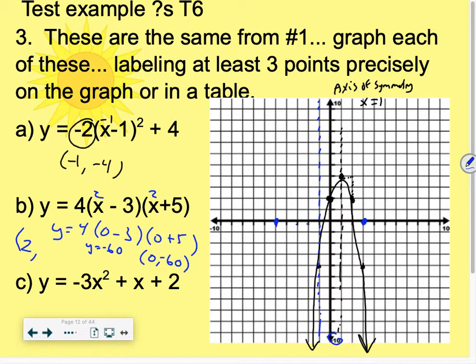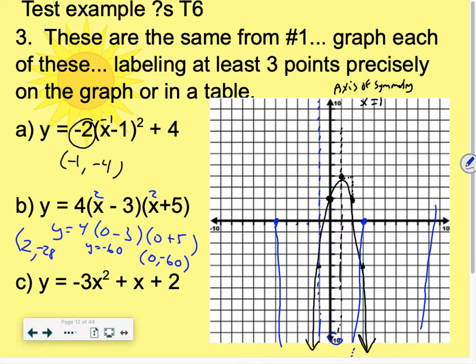So that's 4 times -1 times 7. That's still off the chart. So what that tells me is this parabola, that's not even really accurate. It's going to be really steep down here, but it's going to come to a vertex way down here somewhere.